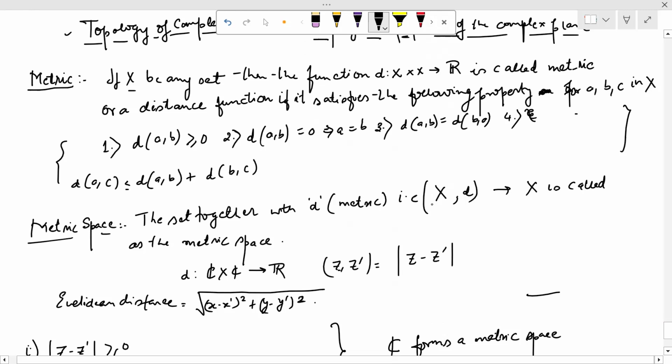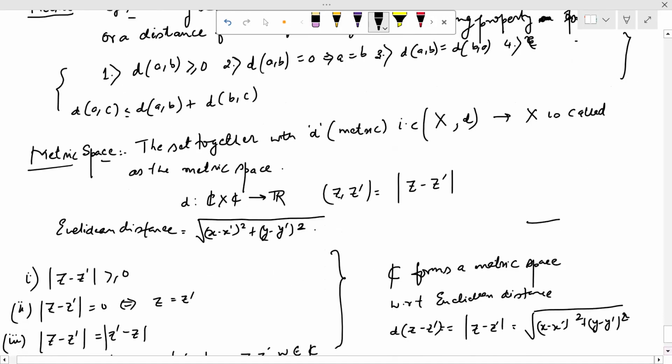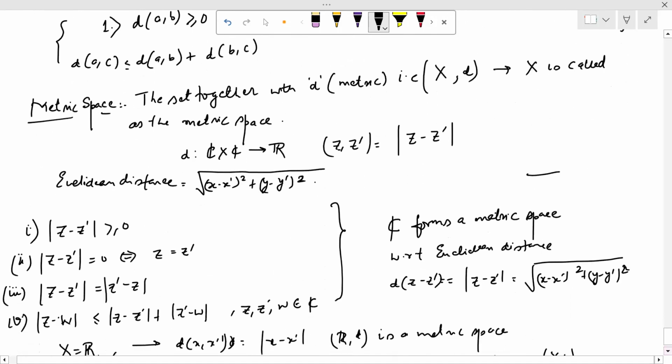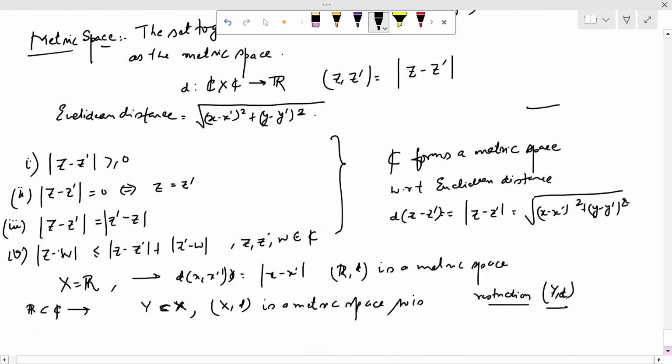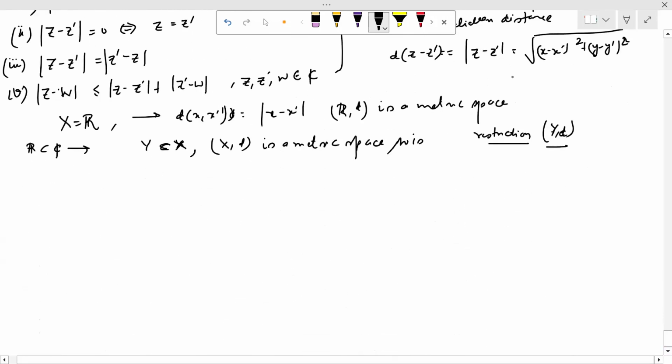When the set X, let's say C, is equipped with this metric function, then it is called a metric space. For today's discussion and most of the discussion, we would be discussing it with respect to the Euclidean metric only. Don't worry, you already know the Euclidean metric from your standard 10th also. This is how we define the distances in the Euclidean way.